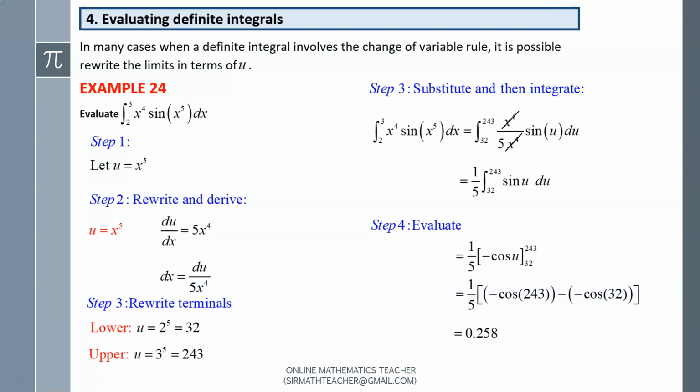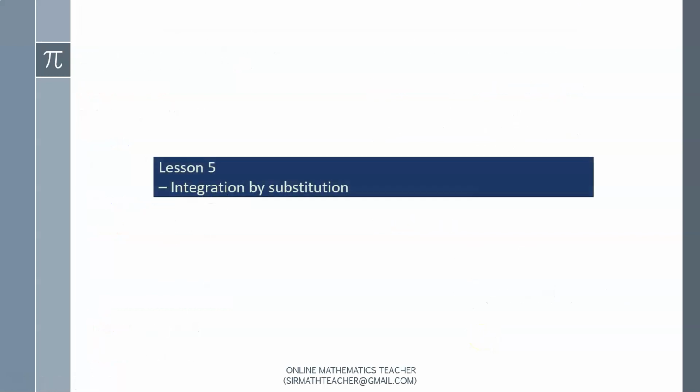You don't have to do it that way. If the question says you have to rewrite it in terms of rewriting limits, then do so, but you don't necessarily have to do it. In this current step here, when you've found the integral of sine u, you can replace u with the x to the 5 and evaluate it. You're still going to get the same answer, which is 0.258. That's the end of integration by substitution.